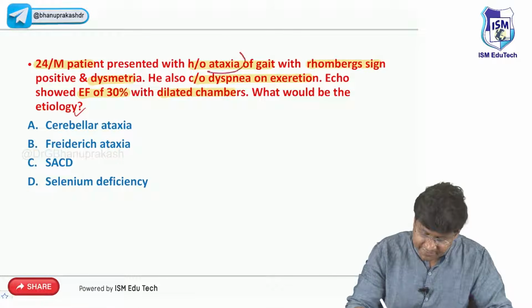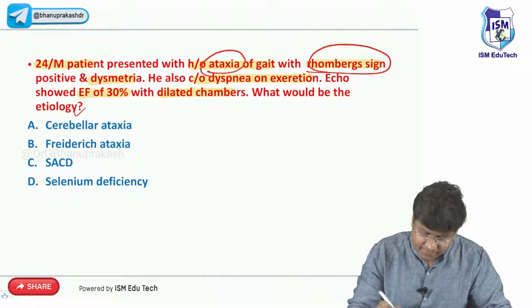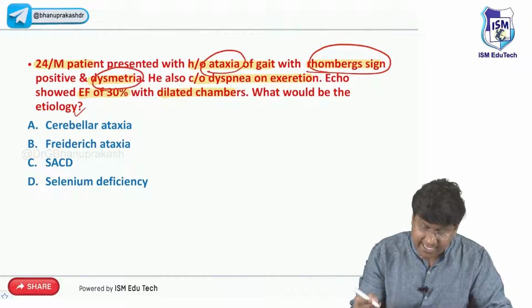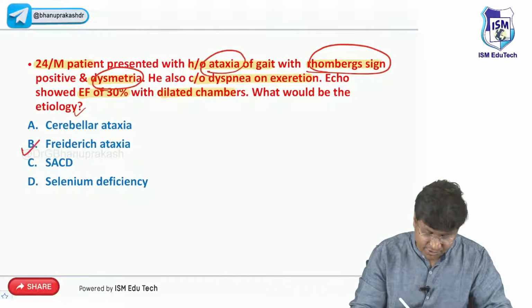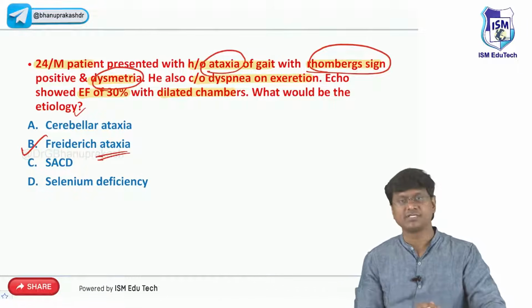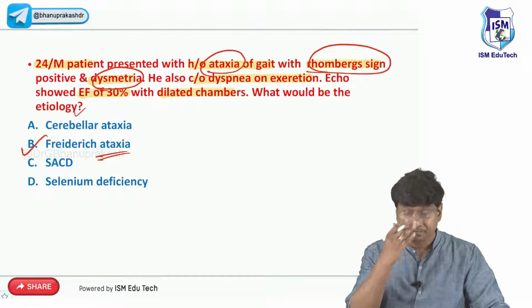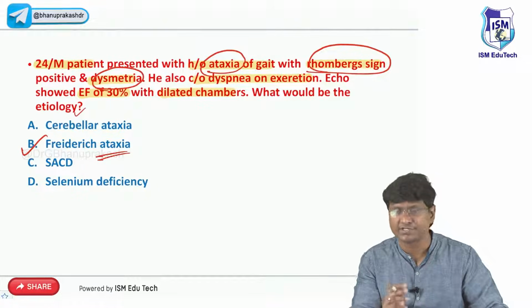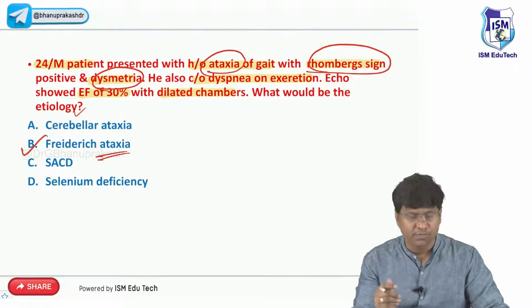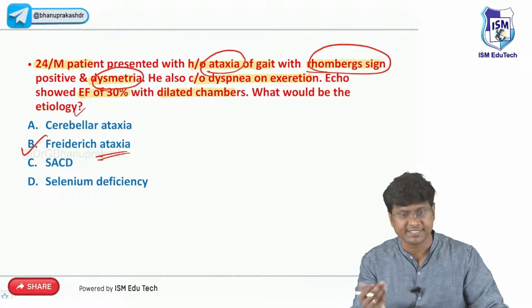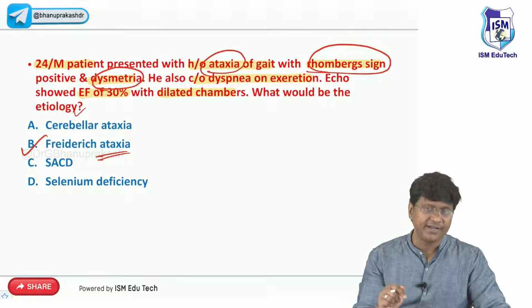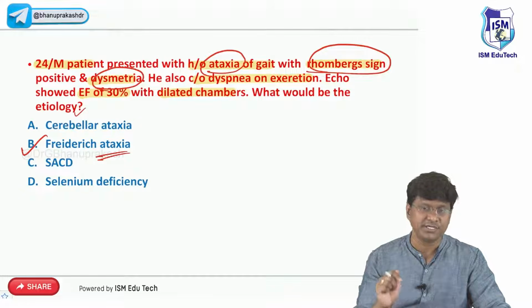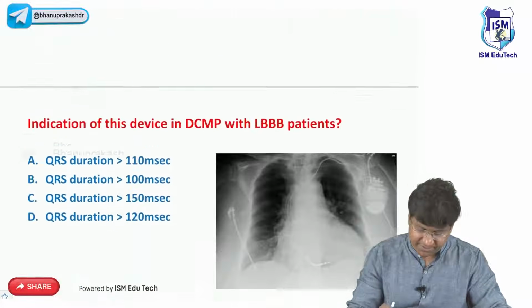The patient is having ataxia, Romberg sign positive, and dysmetria, along with dilated cardiomyopathy. So where do you come across this? You come across this in patients with Friedreich's ataxia, where the individual develops Friedreich's ataxia due to a gene mutation, that is frataxin gene mutation. We'll be discussing Friedreich's ataxia in detail in neurology. So Friedreich's ataxia is one of the important neurological conditions which can cause dilated cardiomyopathy.